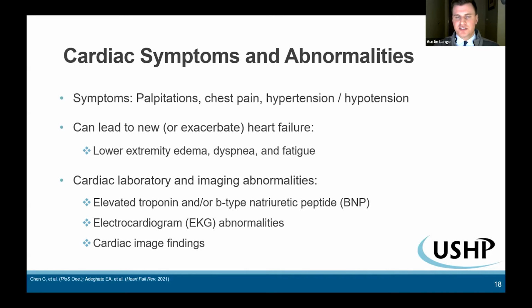And we might also notice some laboratory and imaging abnormalities, such as elevated troponin, as well as B-type natriuretic peptide or BNP. And we might also notice electrocardiogram or EKG abnormality, signifying a potential arrhythmia. And then finally, we'll talk a little bit more in depth about cardiac imaging findings that might be significant as well.